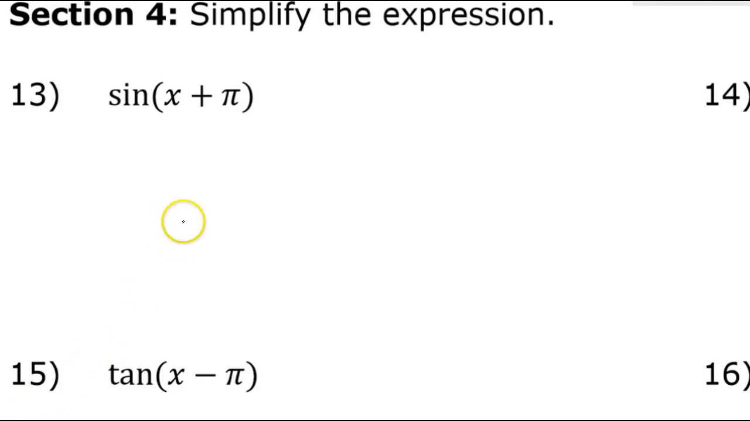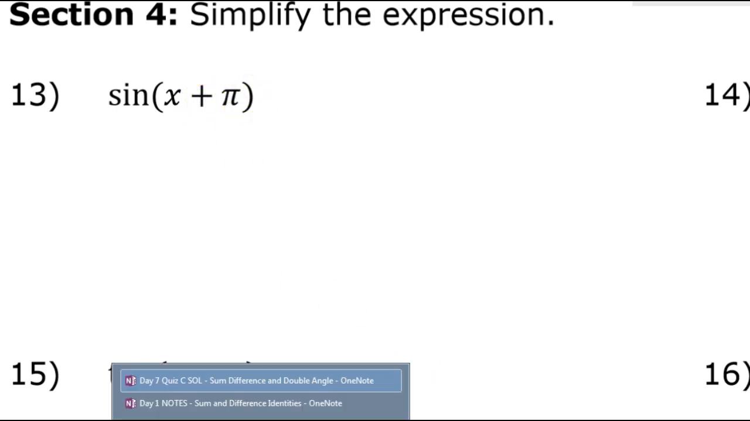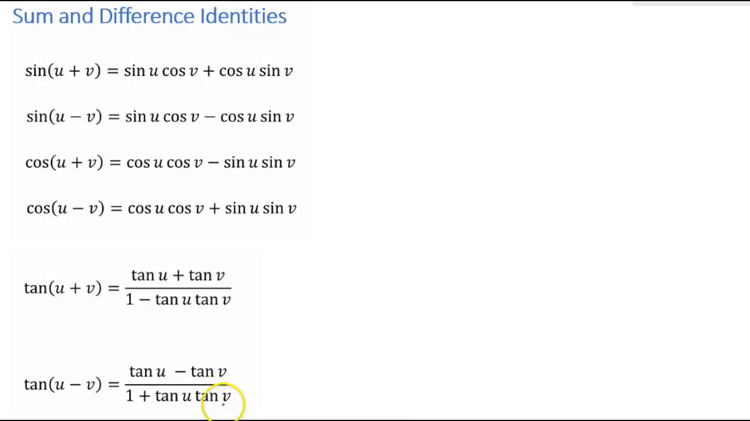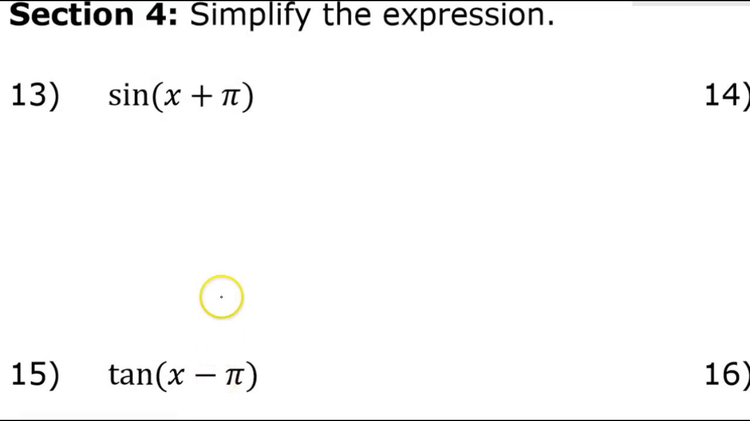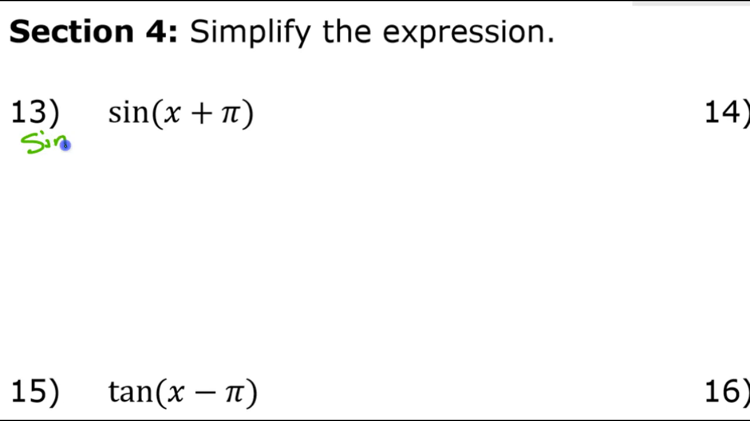In this video, I will show you how to simplify trig expressions involving sums and differences. So we will be using these formulas a bunch. The sine formula, the sine of a sum, goes sine cosine plus cosine sine. So that means I will have sine x cosine pi plus cosine x sine pi.